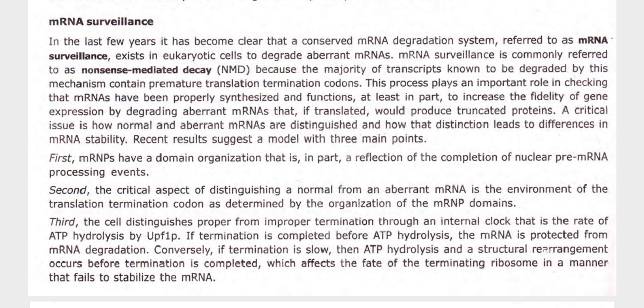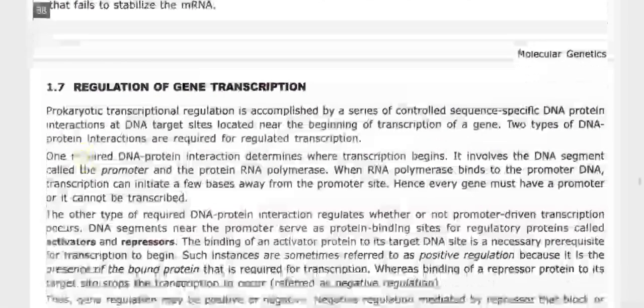Conversely, if termination is slow, then ATP hydrolysis and a structural rearrangement occur before termination is completed, which affects the fate of the terminating ribosome in a manner that fails to stabilize the mRNA.